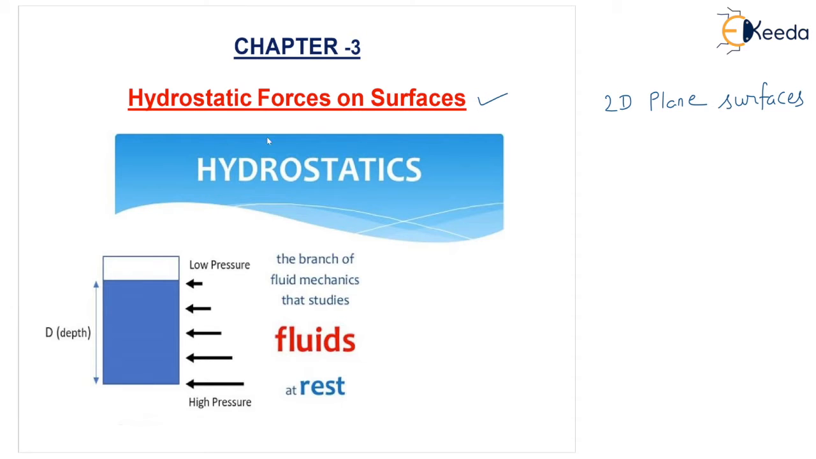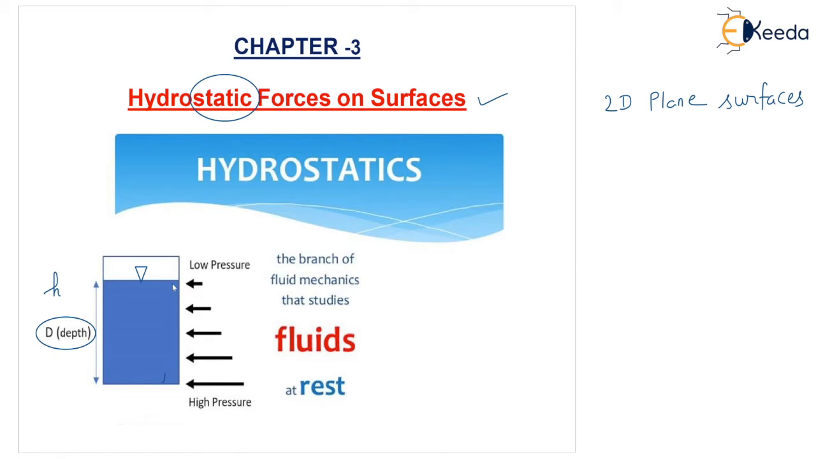So hydrostatic forces. Hydrostatic means the word static. What is static? When the fluid is at rest condition. As you can see in the diagram here, this is the container containing liquid and D is the depth, or sometimes we also write H, that is height or depth from the free surface. You can see the free surface mentioned here.